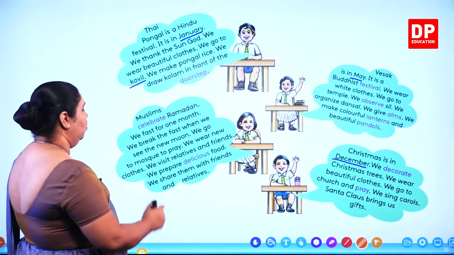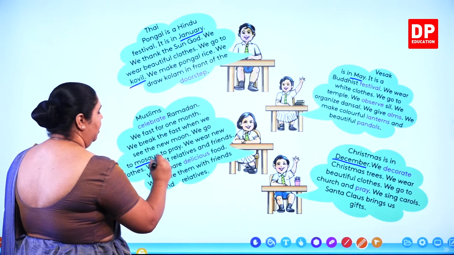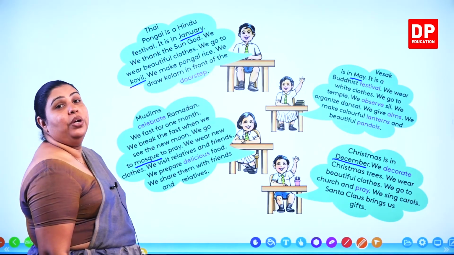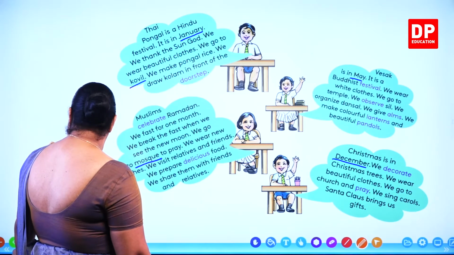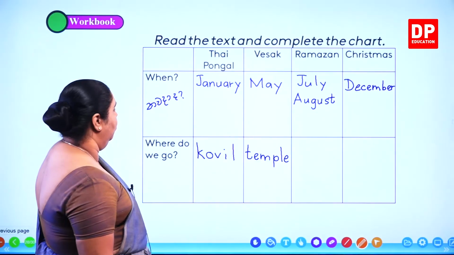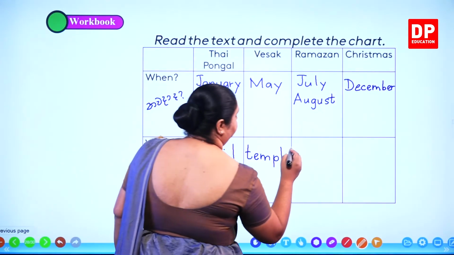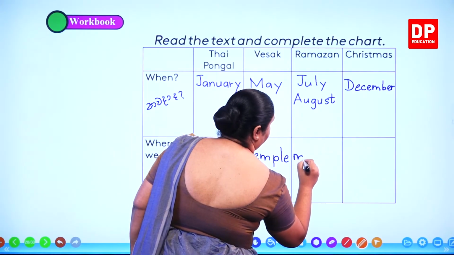We go to, what is that word? Mosque. M-O-S-Q-U-E.